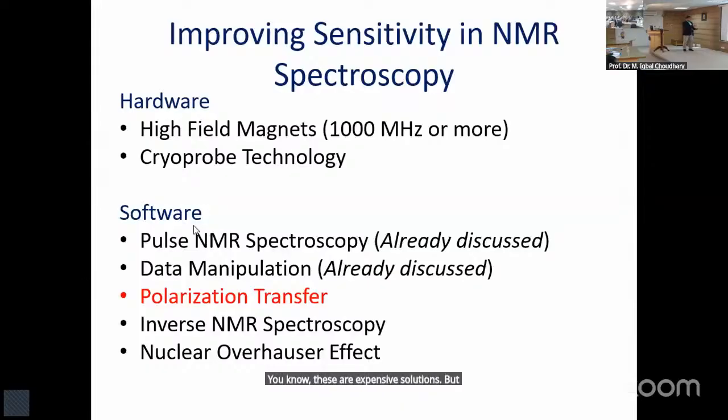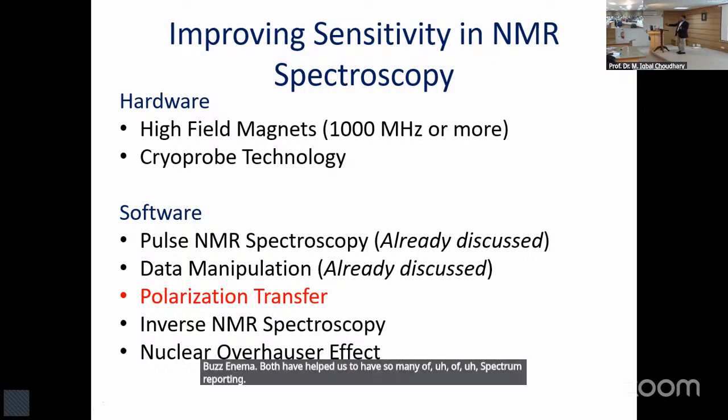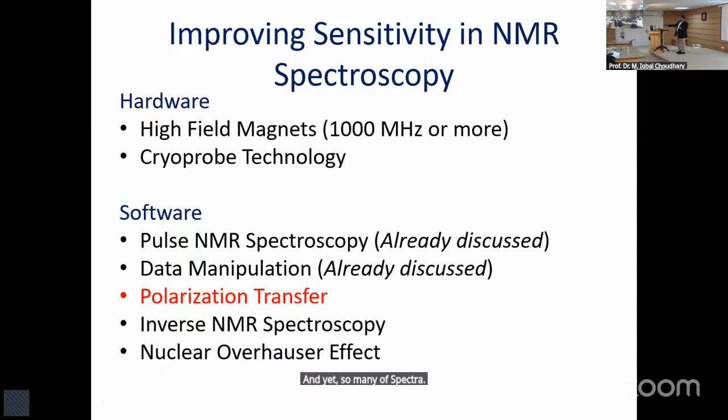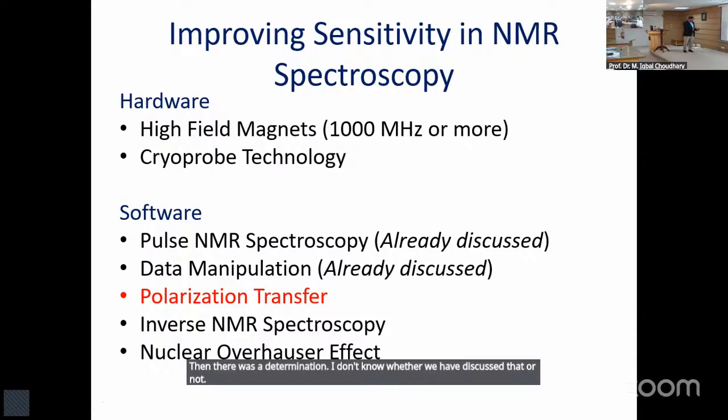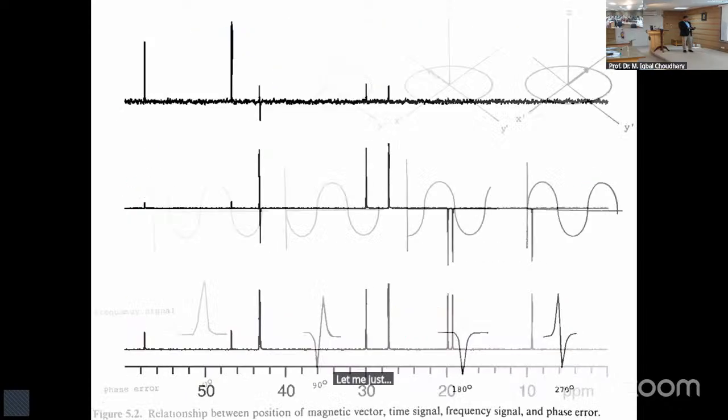But then software solutions. The first was pulse NMR. We have already studied pulse NMR. Pulse NMR helps us to have so many spectra recorded for the same compound, and the signal to noise ratio improved. Then there was data manipulation. I don't know whether we have discussed that or not, but let me just take you through.